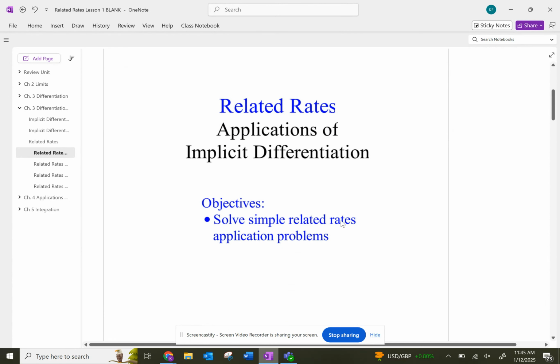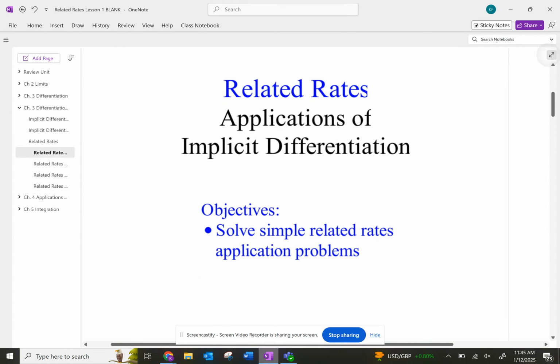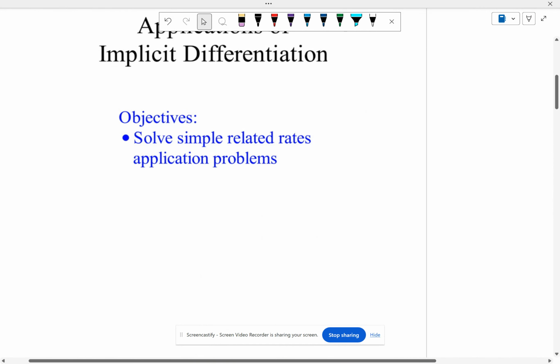Welcome back, Calculus. Today is going to be the first part of the related rate section. I broke it up into 4 parts. Today we're just going to solve some simple related rate application problems.